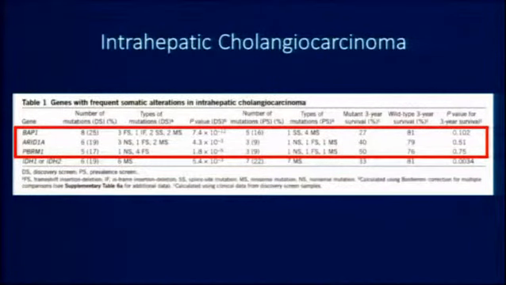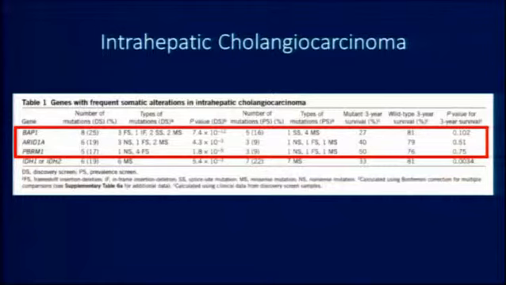The biggest novel finding in this paper was the inactivating mutations in the chromatin remodeling genes. There were 3: BAP1, ARID1A, and PBRM1. I'll talk about the specific functions of these genes later. Each was mutated in between 15 and 25% of cholangiocarcinomas, but when you put them all together, almost half of the cholangiocarcinomas had a mutation in at least one of these genes.